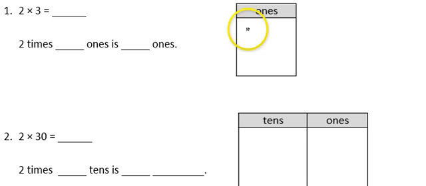I'm going to show that on the place value chart as a group of 3 that is being doubled. So 2 groups of 3. So it actually means I take 2 times 3 ones to get 6 ones.